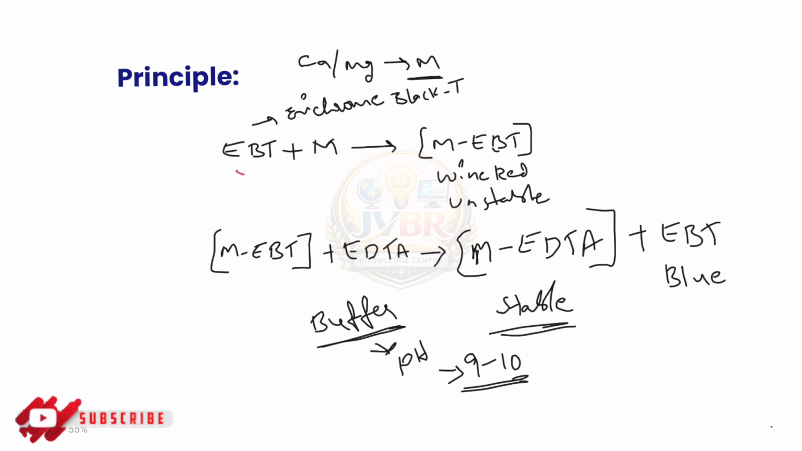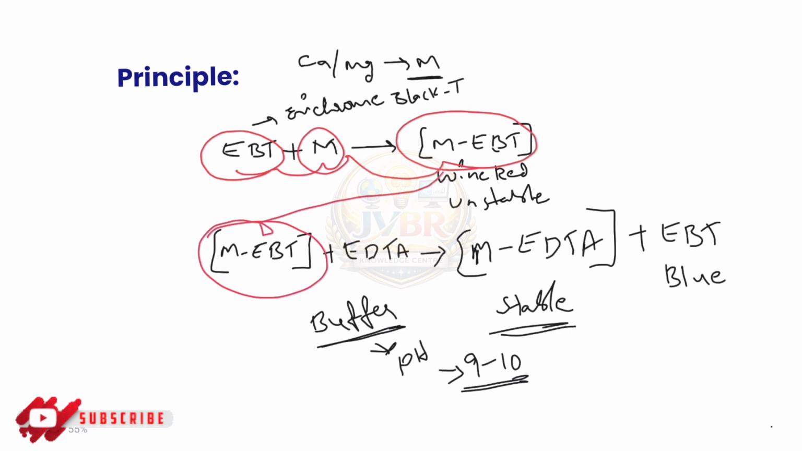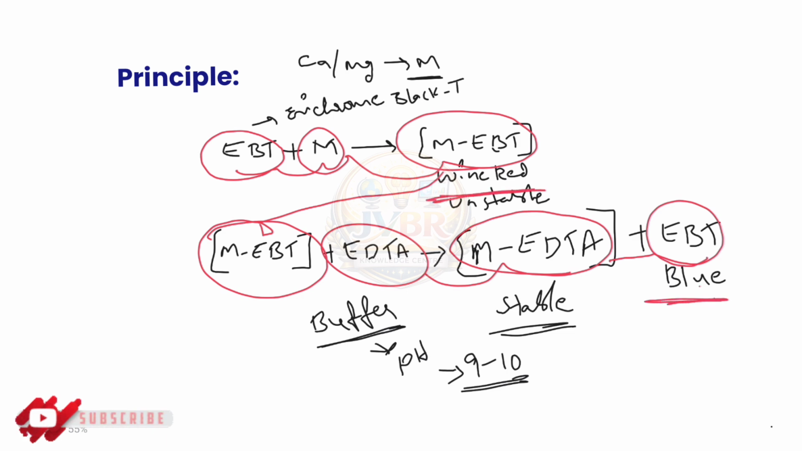Again, see the principle. When EBT indicator is added to the water, it reacts with the metal ions present in the water and forms a wine red color due to formation of metallic EBT complex, and then it is titrated against EDTA, it forms metallic EDTA and it gives free EBT. And the color of the solution is blue. In this titration, first the solution turns into wine red color due to formation of metallic EBT complex, and then it turns into blue color due to formation of free EBT and metallic EDTA complex. Metallic EDTA complex is a colorless complex.